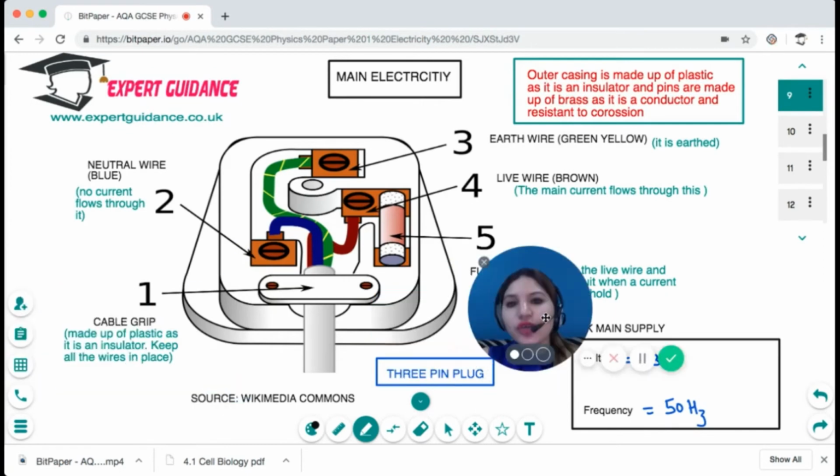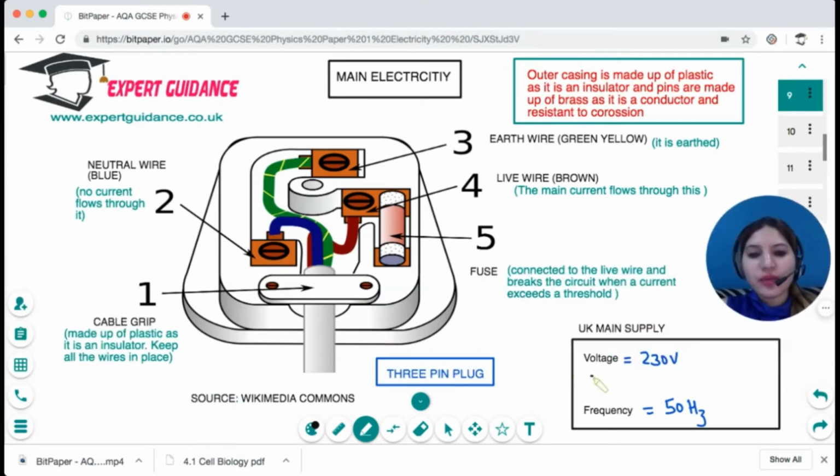Next is the UK's mains supply. If you talk about the UK's mains supply, you need to remember there's 230 volts and the frequency is 50 hertz. This is a 3-pin plug, which we see in all our home sockets. You need to know the components of each. Okay, so can you see there are 3 wires? One is blue in color, one is greenish yellow, one is brown.